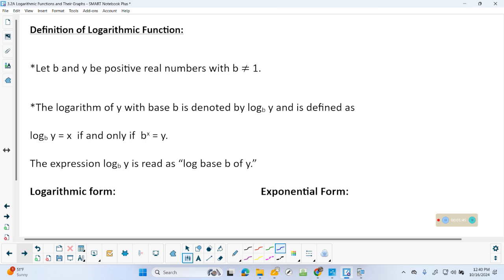The logarithm of y with base b is denoted log base b of y. Okay, so first off, remember the base is a subscript. So make sure when you write these, you're putting the base a little bit below the word log, okay? And is defined as the following. Log base b of y equals x, if and only if b to the x equals y. The expression, you can see this here, is read log base b of y.